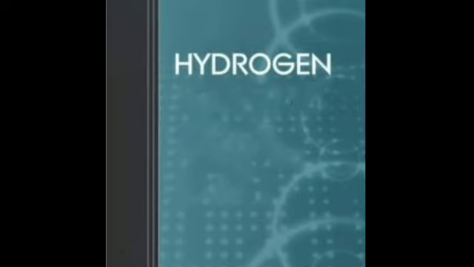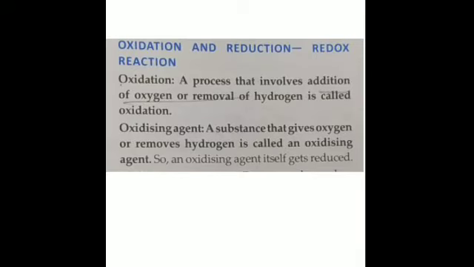This is the last session of the revision for lesson number 7 in chemistry, hydrogen. I hope you have revised whatever I have revised. So let's begin the revision. So oxidation and reduction, that is the redox reaction.